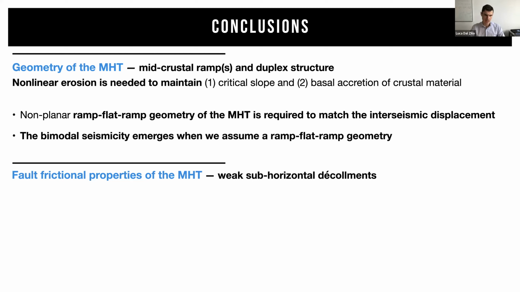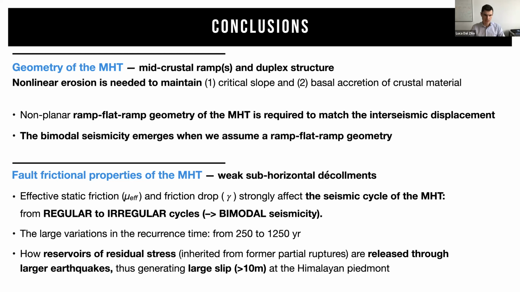In order to have this sort of seismic behavior, when we look at the fault friction, as we have seen before, fault friction seems to be relatively low over geological timescales, and very small variations of that could strongly affect the recurrence time between small events, which can be of the order of 250 years, all the way to the large ones, which can have a recurrence time of more than thousands of years.